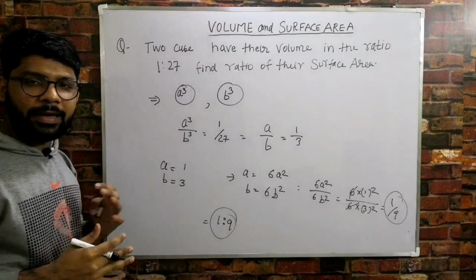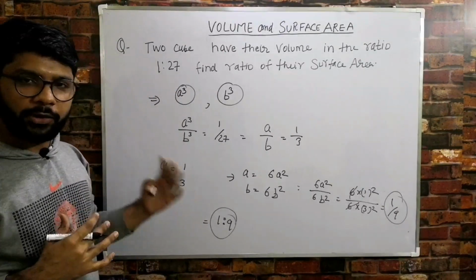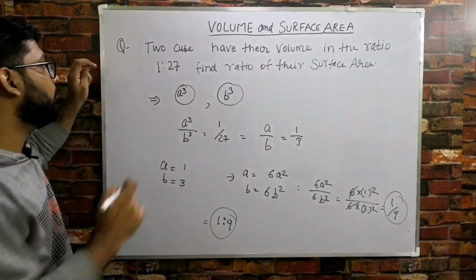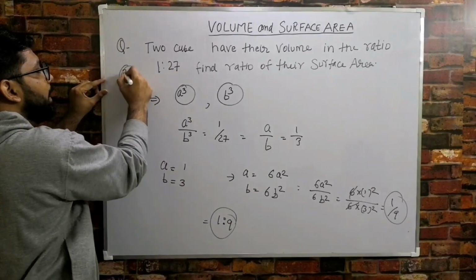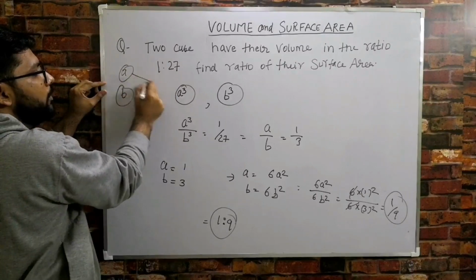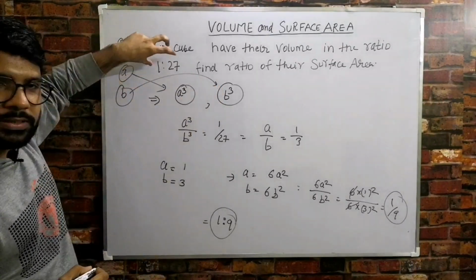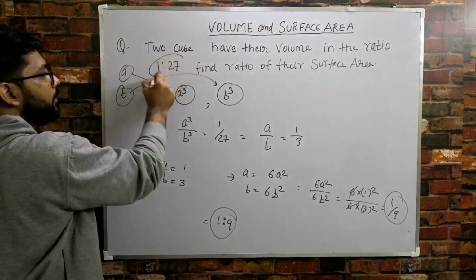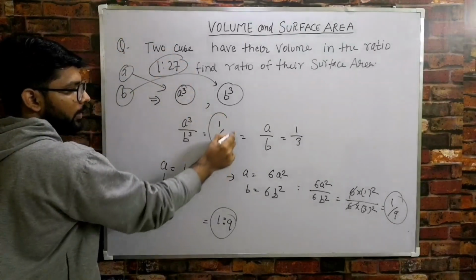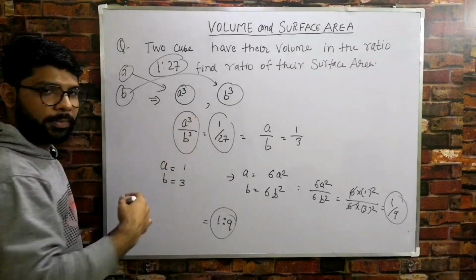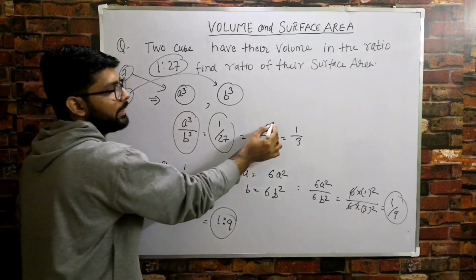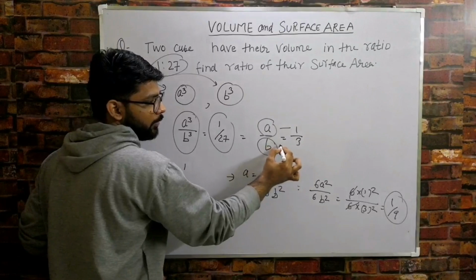Hame pata hai ki volume of cube is equal to a cube hota hai. So we consider the side of one cube is equal to a and the side of the other cube is equal to b. So the volume will be a cube and the volume of the second cube will be b cube. Here the ratio is given 1:27. So we write this ratio here and the ratio between volume is here. So hamare paas yahan se dimension aa gaya. The dimension a is equal to 1 and dimension b is equal to 3.